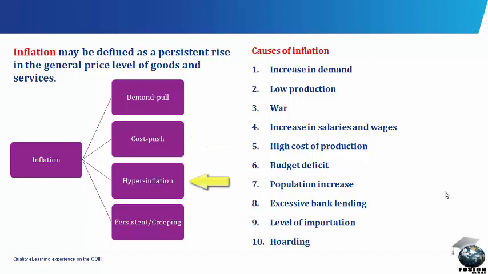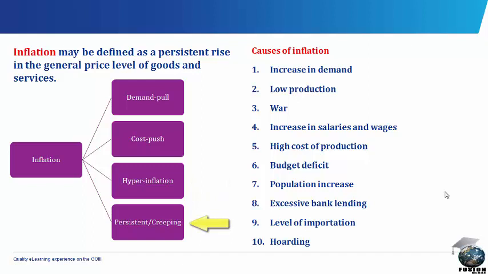Hyperinflation. This is also known as galloping or runaway inflation. This occurs when a persistent inflation becomes uncontrollable and the value of money keeps declining rapidly. Prices of goods and services rise at a fast rate, leading to money losing its value or its ability to buy goods.